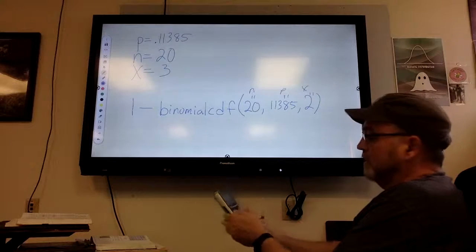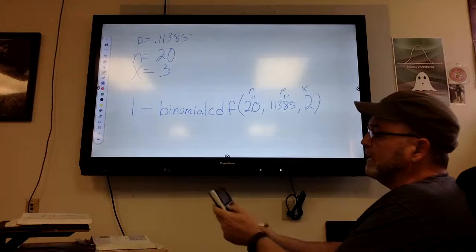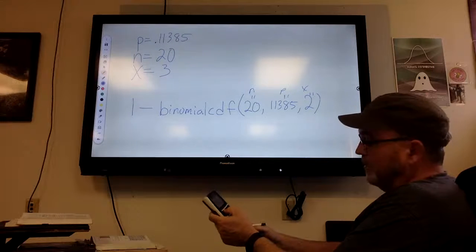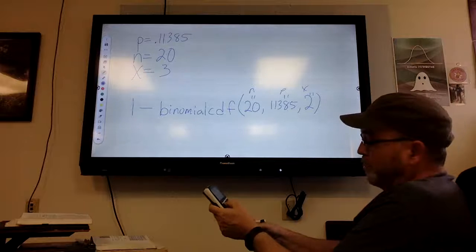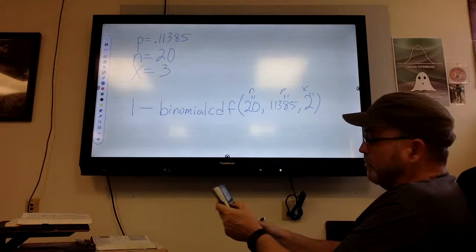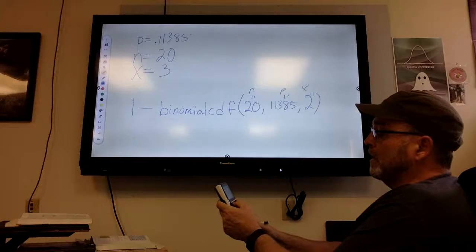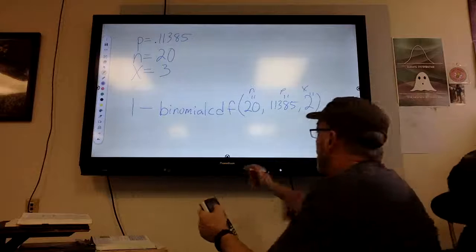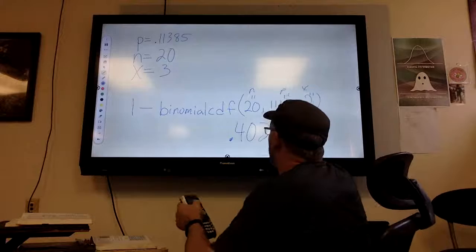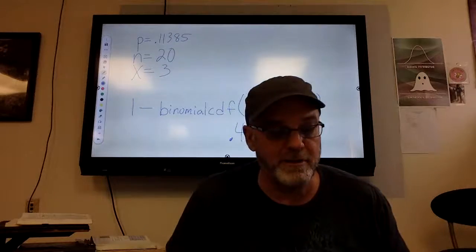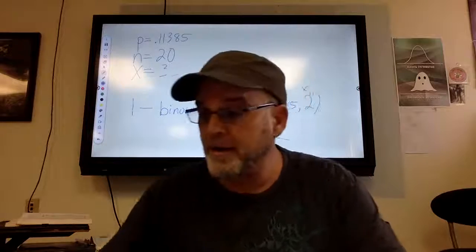1 minus, remember we go to the distribution key, go down to binomial CDF, and trials is the same thing as N, which is 20. P is 0.11385, and X is 2. And I get 0.402. 0.402. Let me double check to see if that's right. And guess what? It is. I'm overjoyed. Overjoyed.